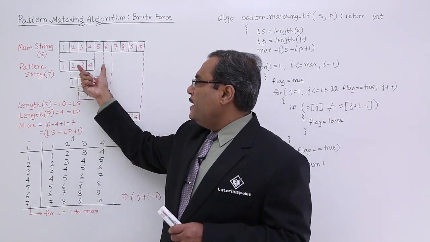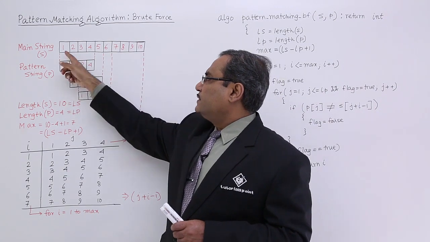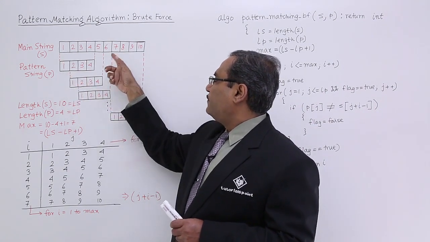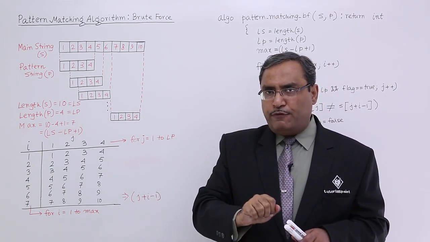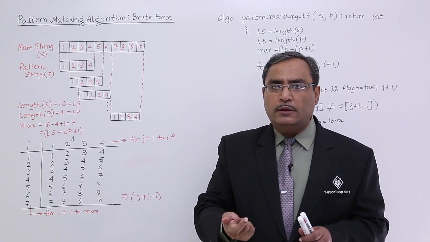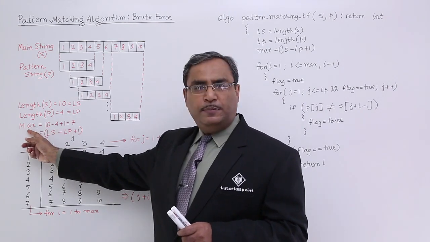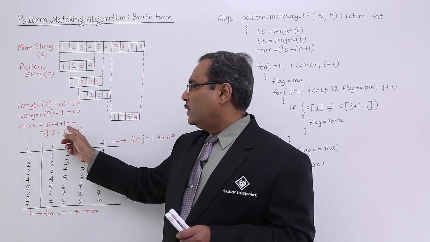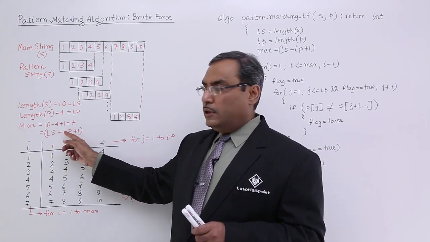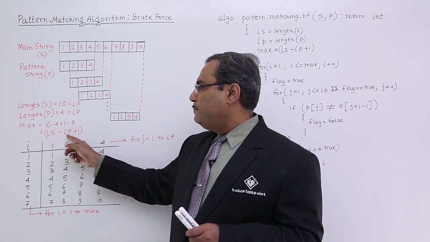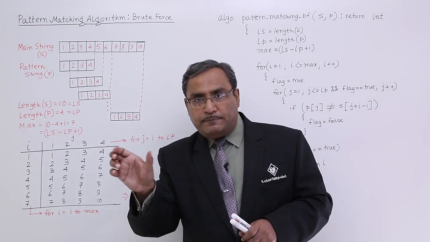Okay. So how many times maximum can you shift? I can shift 7 times maximum: first time, second time, third time, and so on. Now tell me, you have 10 and you have 4, and you need to get 7. Tell me the formula. Very simple: 10 minus 4 plus 1. So the maximum number of times the shifting can be done is 10 minus 4 plus 1, that is 7. What is 10? The length of the main string. What is 4? The length of the pattern. So ls minus lp plus 1 will be the maximum number of times for which you can go for shifting.